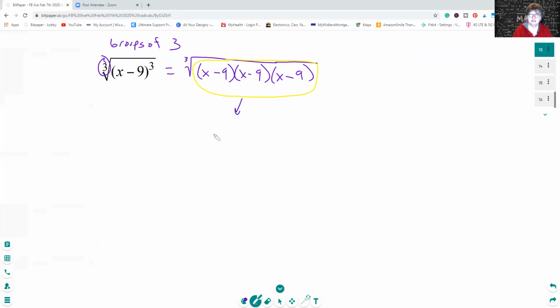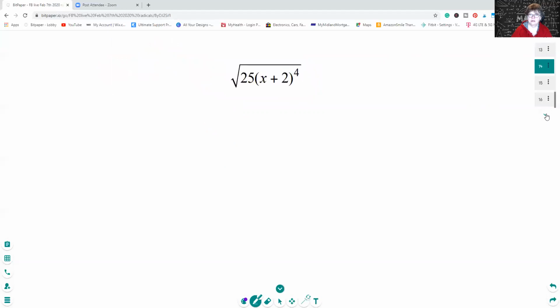I have exactly one group of 3 of x minus 9, right? So this is just going to come out as x minus 9, and boom, just like that, we are done. You don't have to write it out that way. You can just think about it. I could just think about that from the beginning because I know I'm looking for groups of 3. If I have a cubed, that means I have exactly one group of 3. And this one, absolute value, people, you don't need absolute value because it's an odd radical. So don't be worried about it.